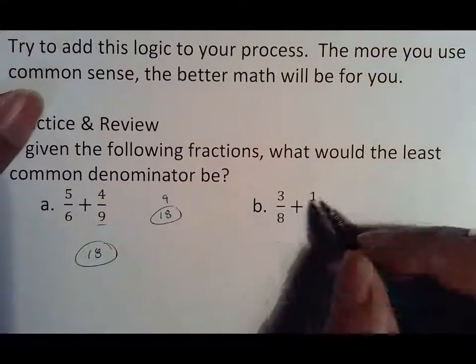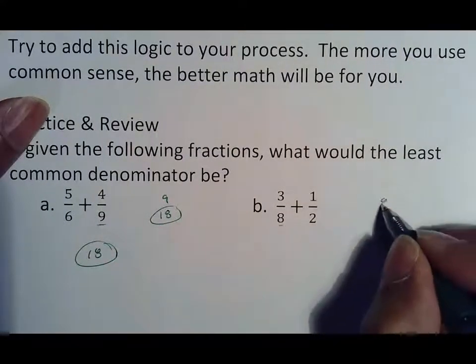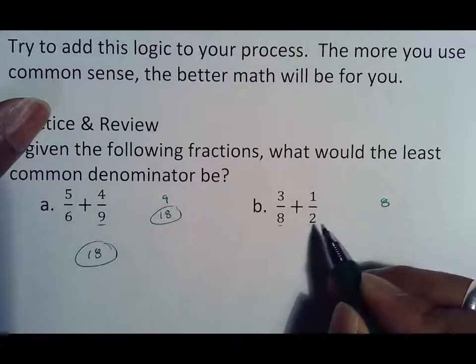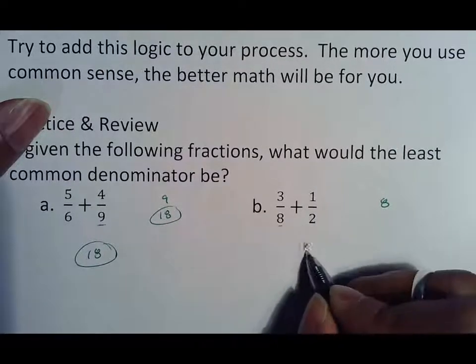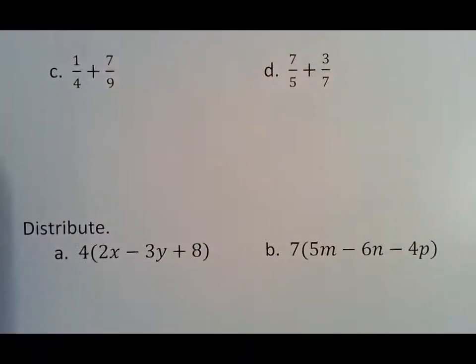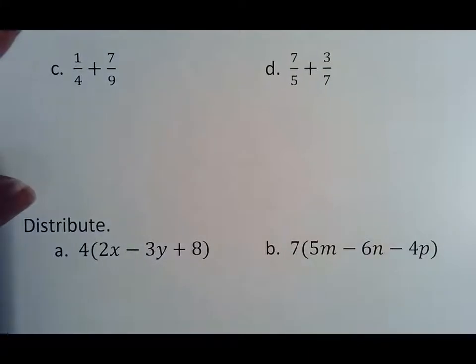Alright? 3/8 and 1/2. Again, I'm going to make a list for 8. Does 2 go into 8? Yes, it does, because 2 times 4 is 8, which means, again, I already found my number. There is no need to continue once you find it. So again, add that to your process, because if you try to do that, you'll find out that things get a lot easier, much faster.